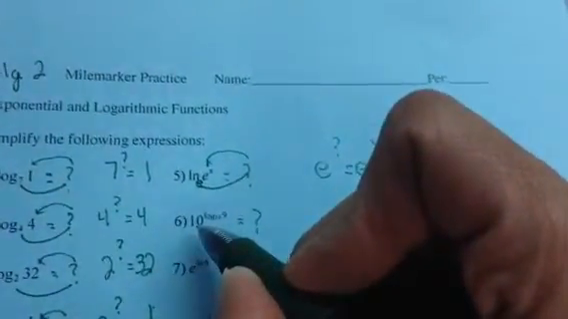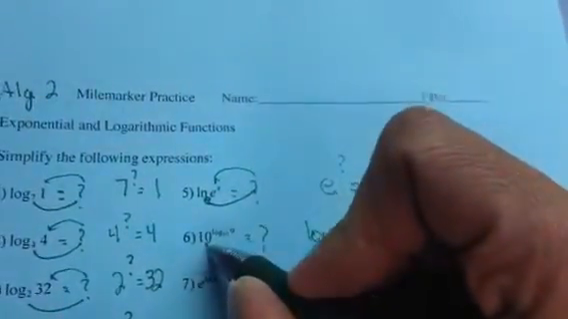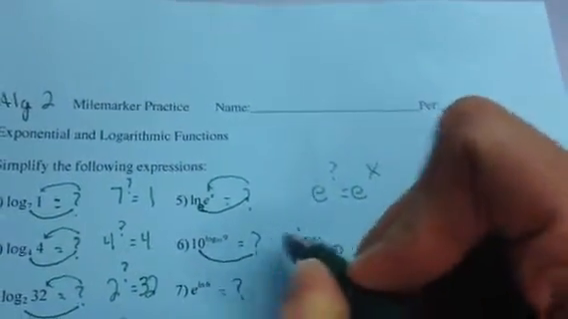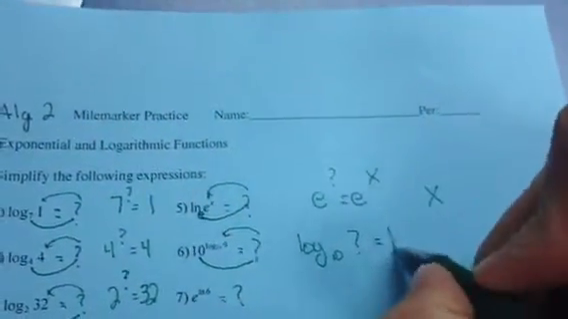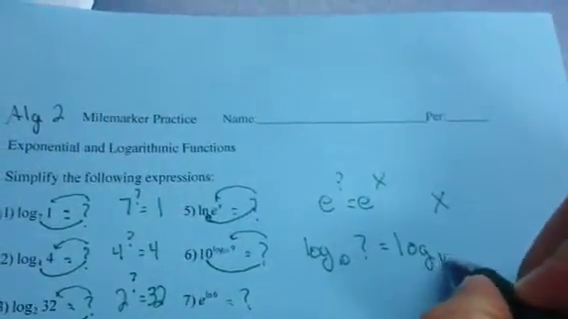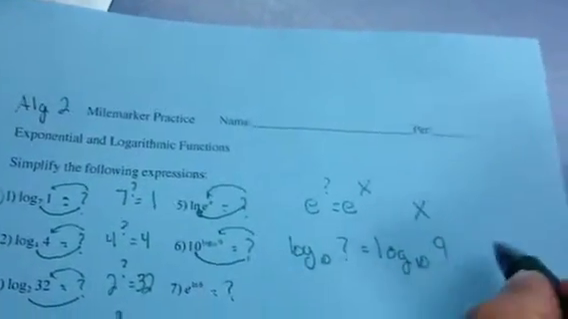This is an exponent, so I'm going to loop it into a log. And so I write it as a log. And it goes log with the base of 10 of the question mark equals that. And again, I just have to figure out what that question mark is going to be worth so that the left is the same as the right. And so it's going to be 9.